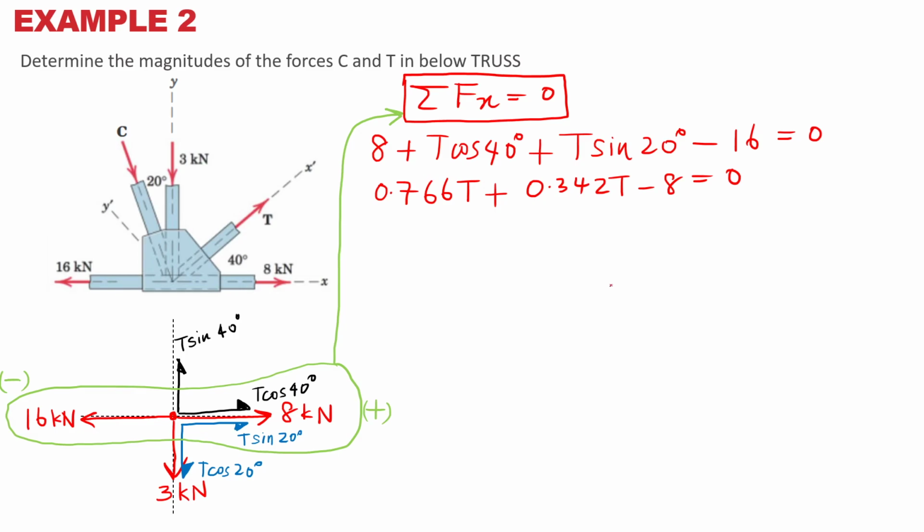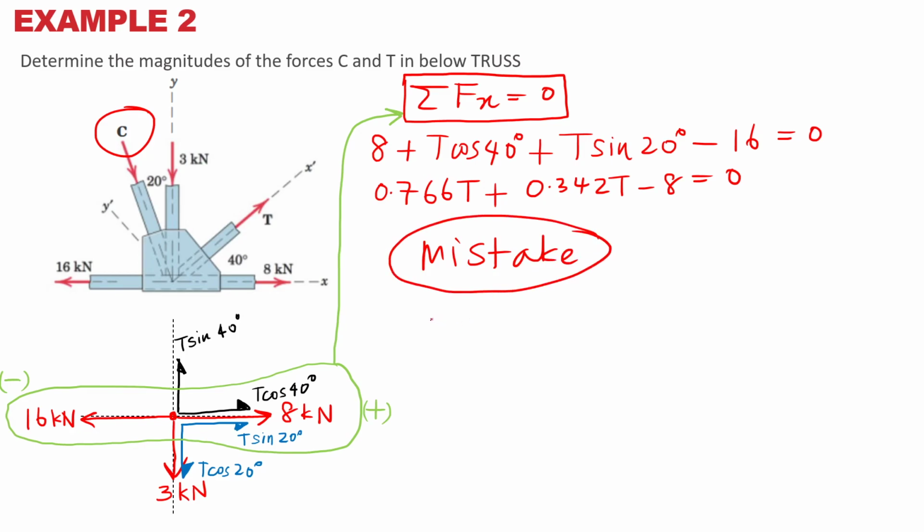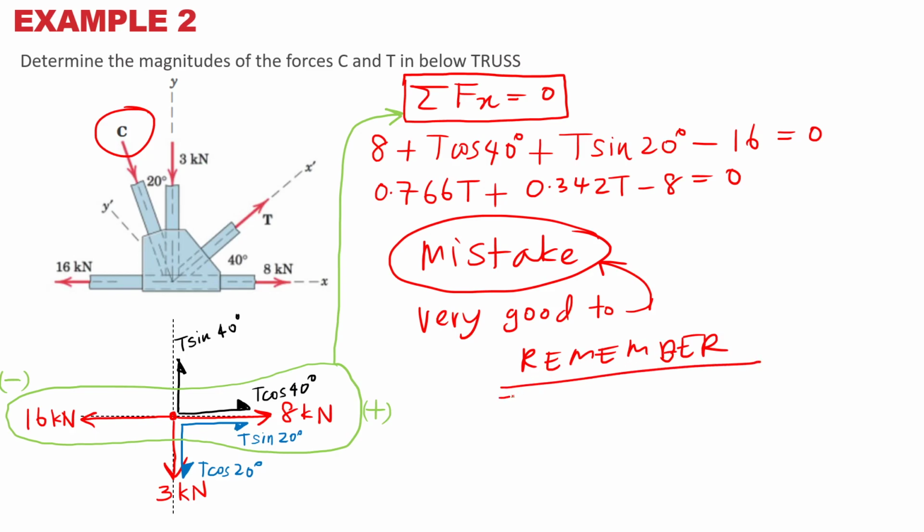Isn't there a C? Oh no, big mistake. Do you see the big mistake? It's a huge mistake. What mistake is that? It is the mistake of this one. So sometimes it's very good to make mistakes. During exercises, it's very good to make mistakes, because you will remember. If you are not making mistakes during exercises, you don't really remember. So you have to make mistakes during exercises so that you will remember.